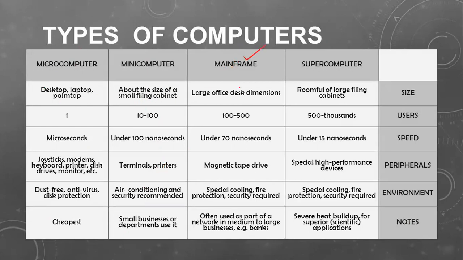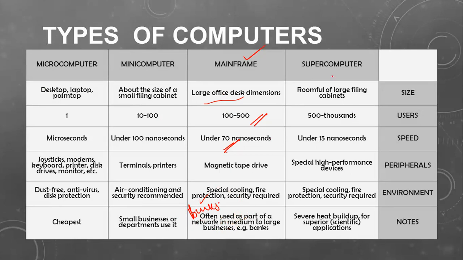Coming to mainframe computers, they are the size of a large office desk, and can help 100 to 500 users use the computer, with speed under 70 nanoseconds, used with the help of magnetic tape drives. The environment is especially cool, with fire protection and security required. Note, it is often used as a network in medium to large scale businesses, for example, banks.